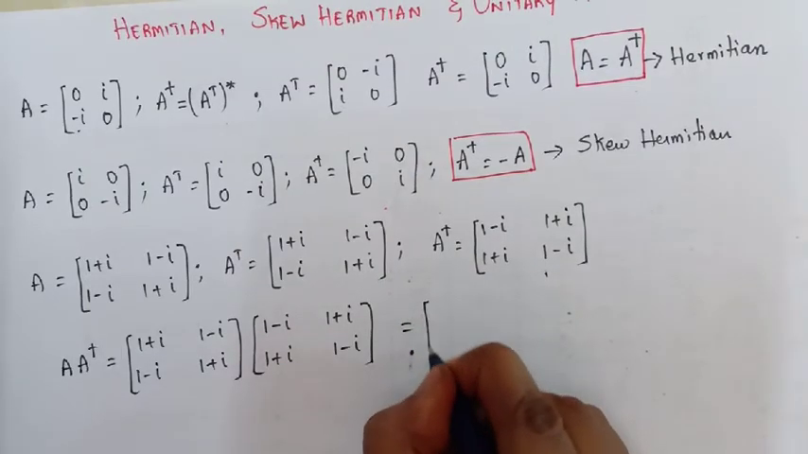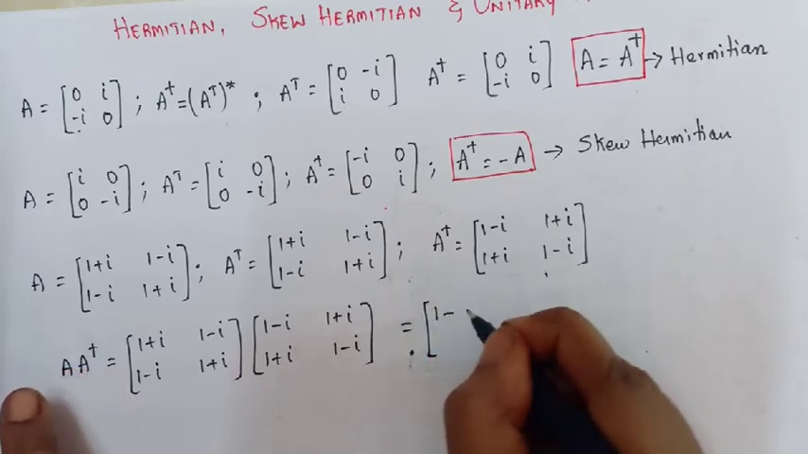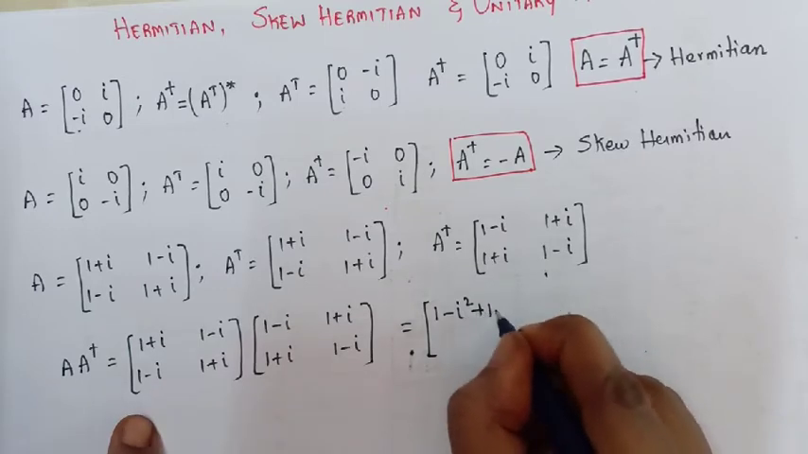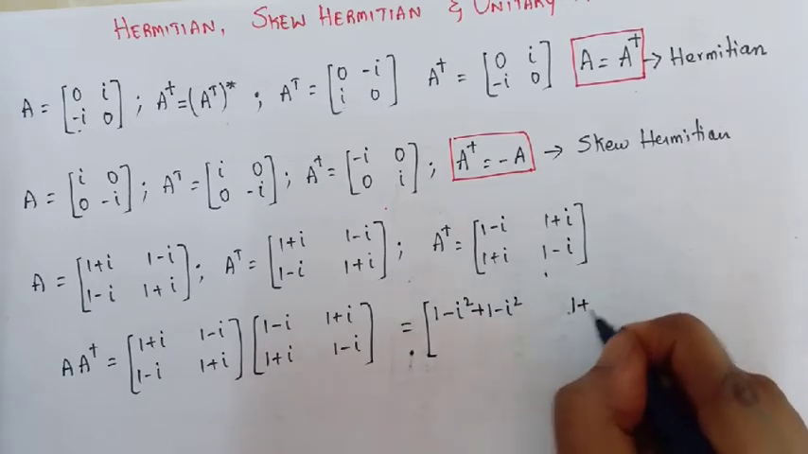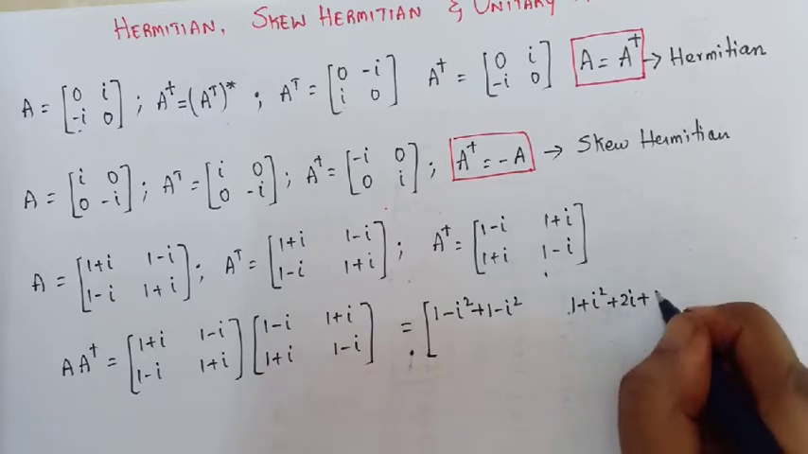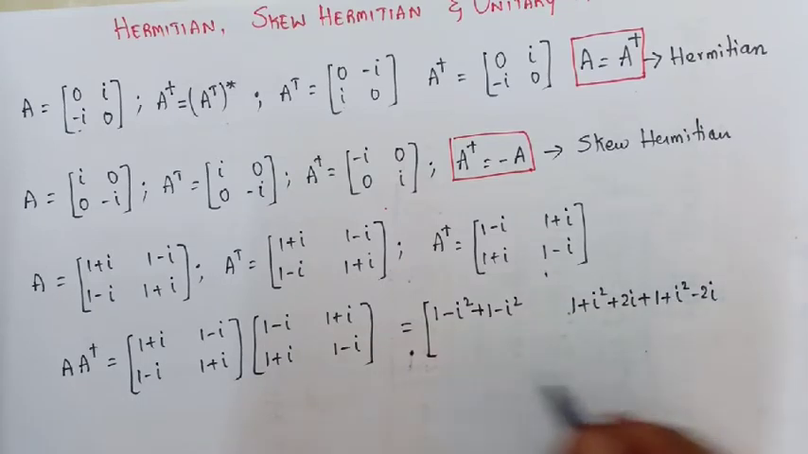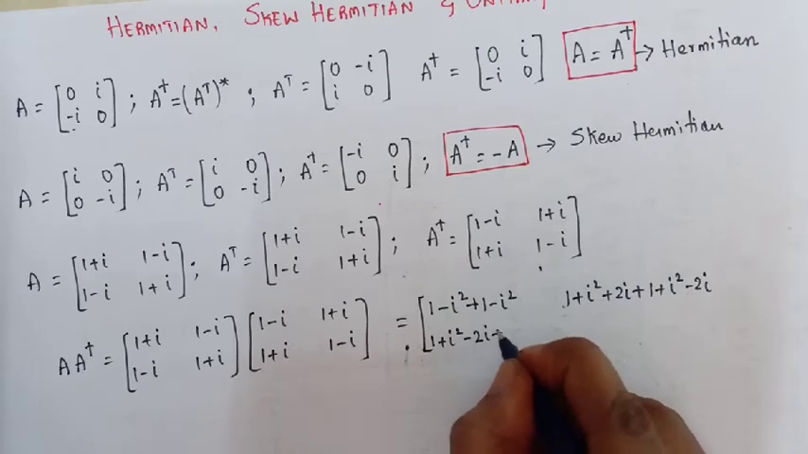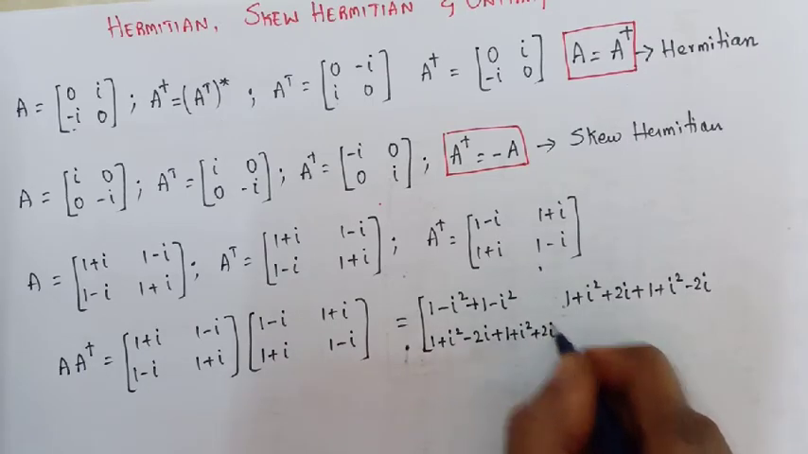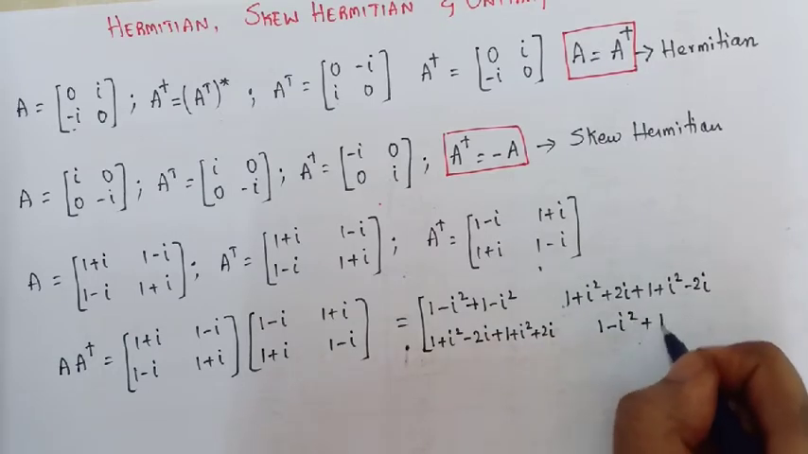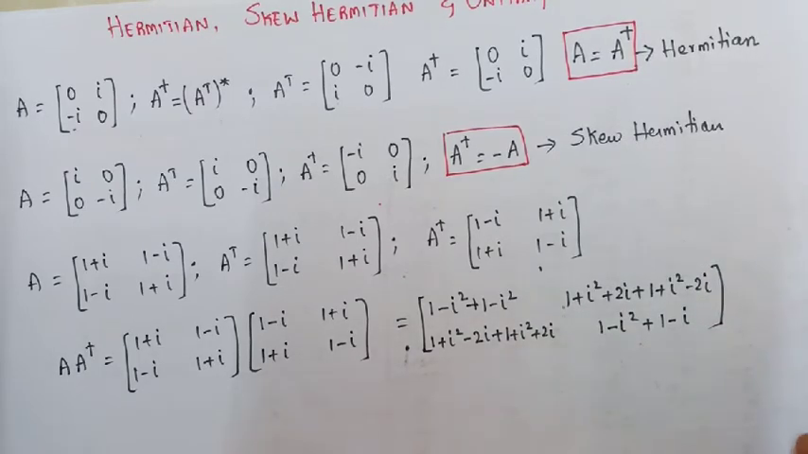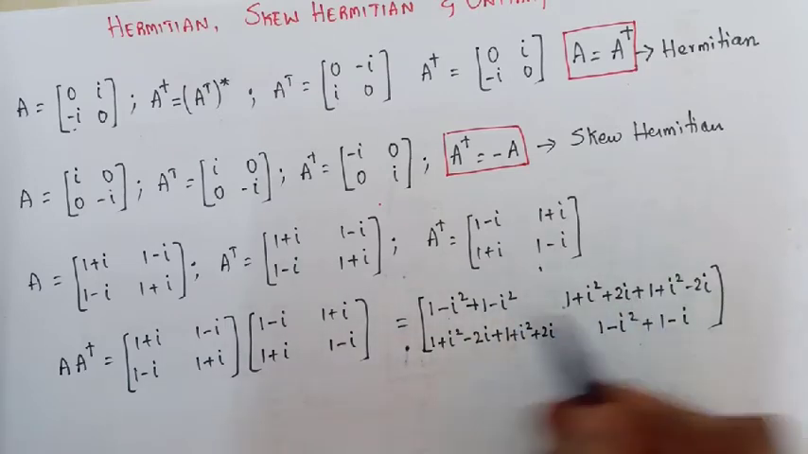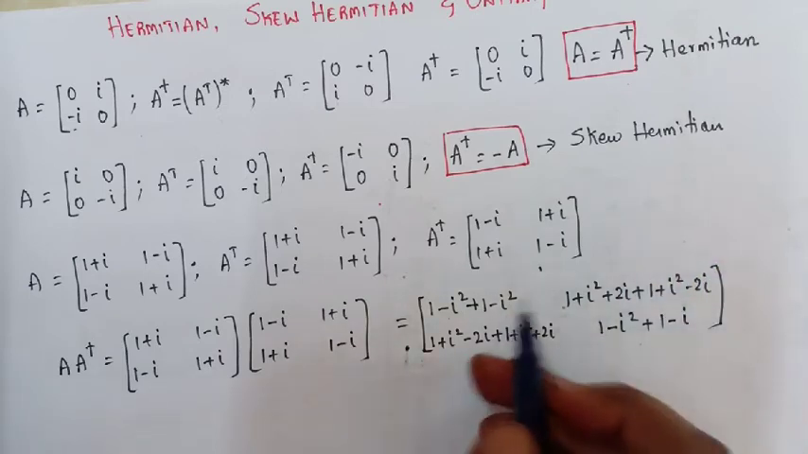So we find the product of these two matrices. If you multiply, you will get (1-i) squared plus (1-i) squared on this side, and we get (1+i) squared plus 2i plus (1+i) squared minus 2i. Here (1+i) squared minus 2i plus (1+i) squared plus 2i, and (1-i) squared plus (1-i) squared. This is a normal matrix multiplication. 1+i into 1-i, we get (1-i) squared. Then again the same, 1-i into 1+i. Then for the second term, 1+i into 1+i. So if you do the matrix multiplication, you get this.